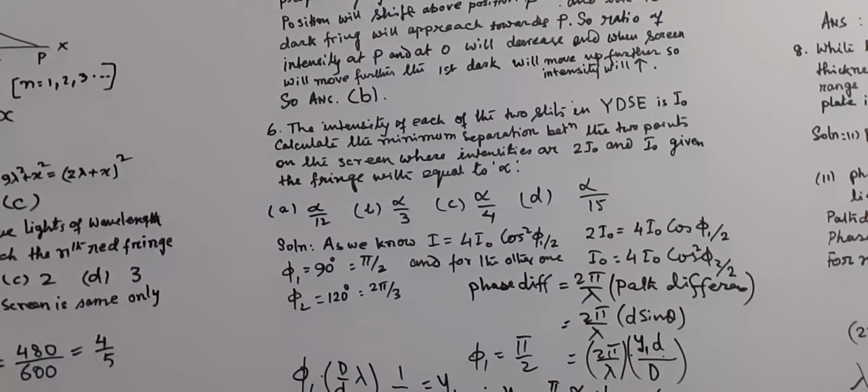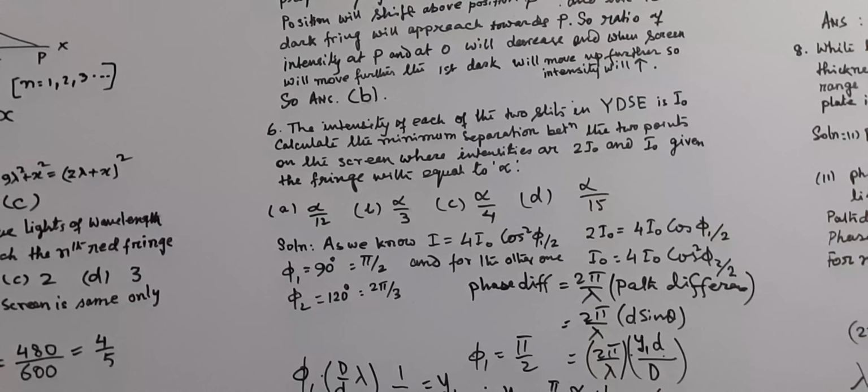Now there are 4 choices. As you know, I equals 4 I naught cos square phi by 2. Symbols have their usual meaning. Now instead of I, you can put 2 I naught, that is equal to 4 I naught cos square phi 1 by 2.